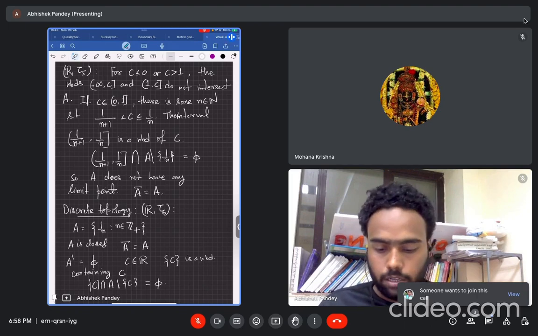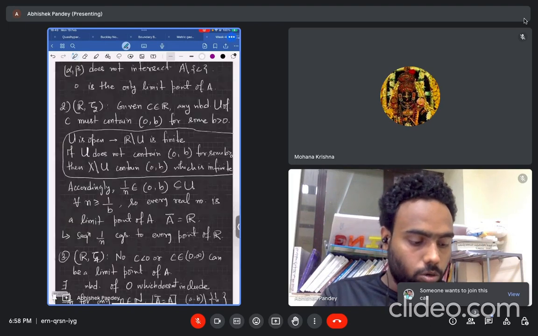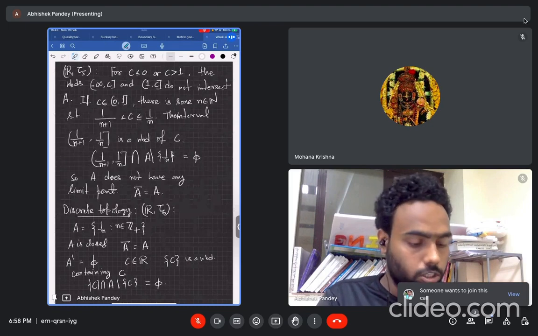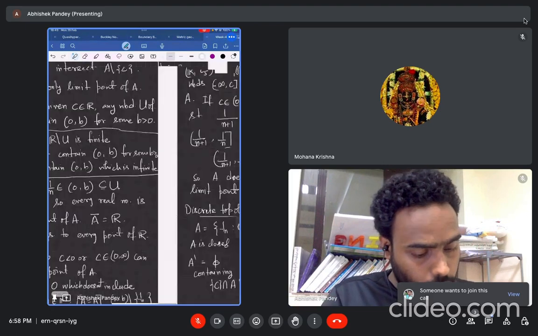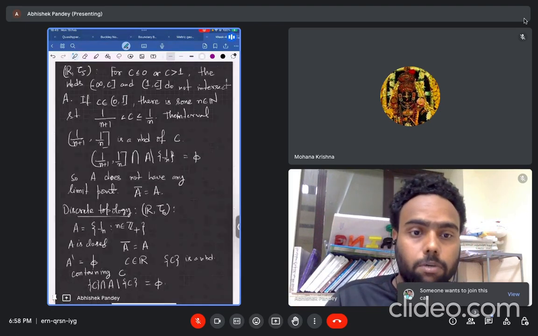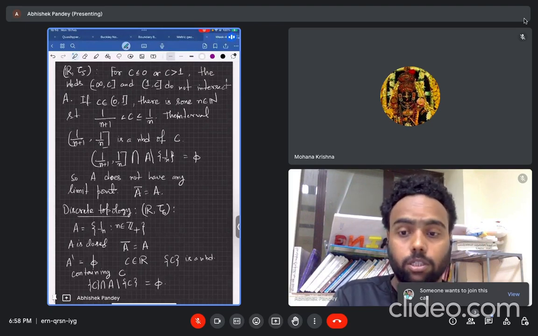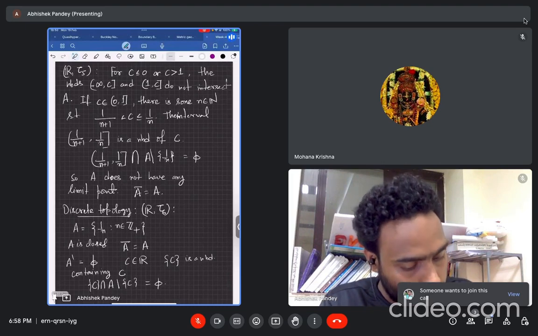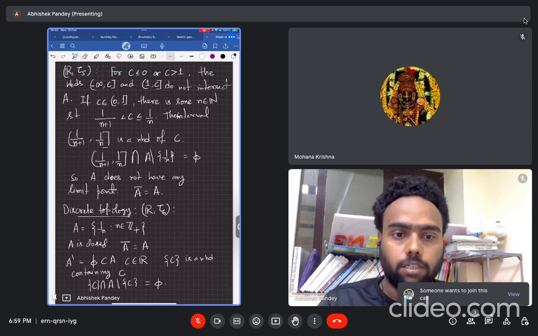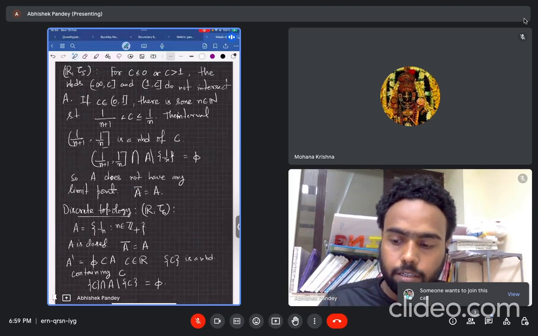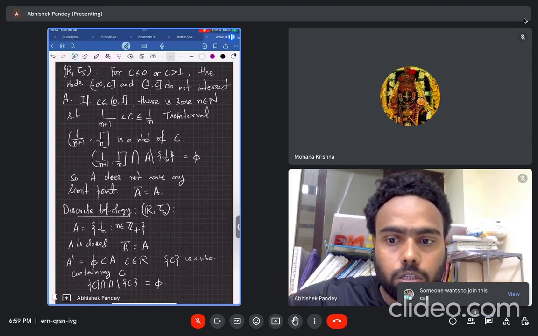So basically its closure is A. In fact, it is closed. Remember that a closed set can have no limit point. This closed set does not have any limit point in the discrete topology. Basically, its limit point set is phi, which is again contained in A. A closed set will always contain all its limit points, but it is not guaranteed that every closed set must have a limit point. Is it clear, Mohana?